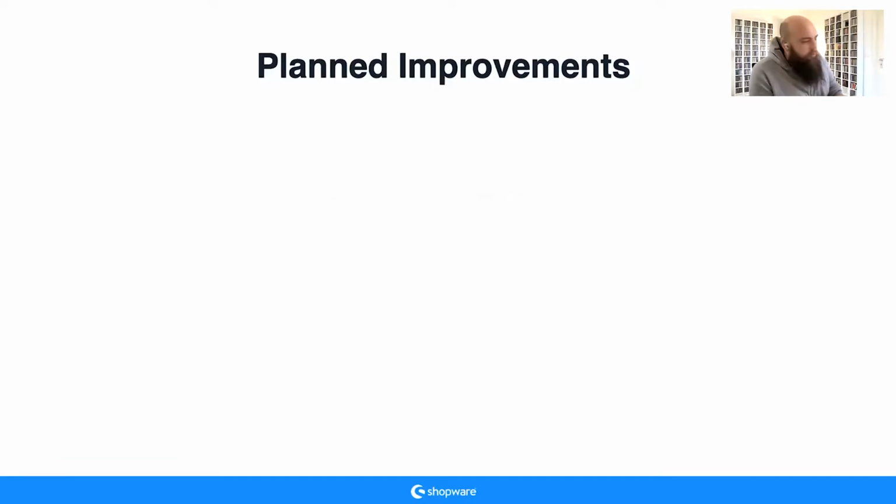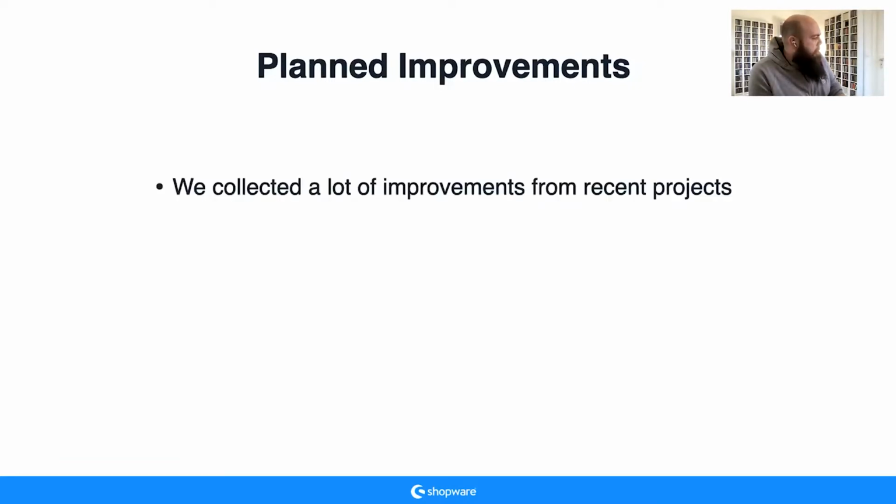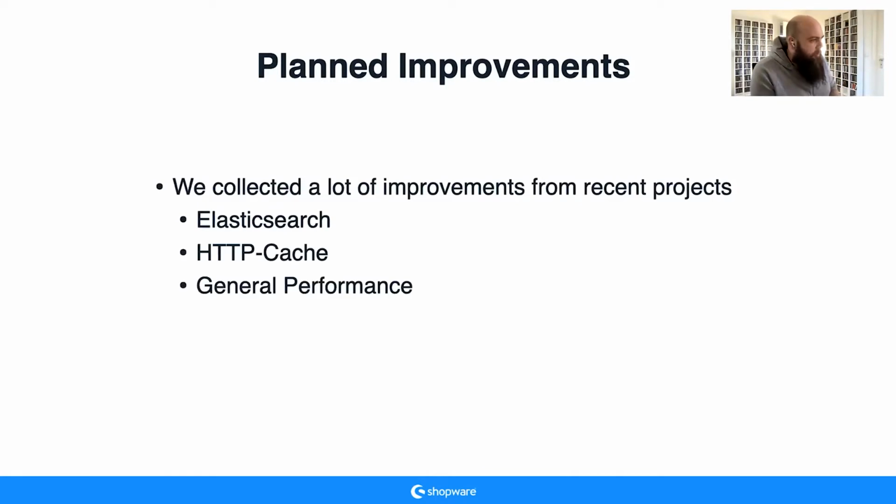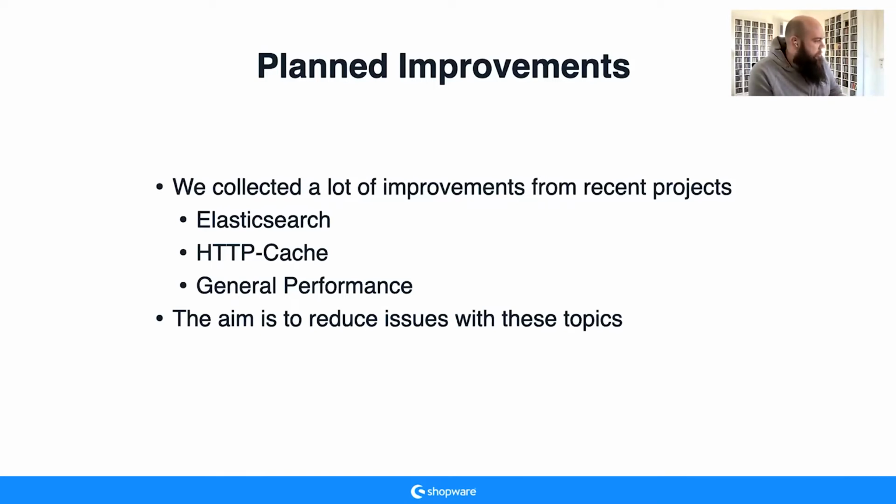There are some more planned improvements. It's about Elasticsearch, HTTP cache, and general performance that we are planning. And the aim is to reduce issues with these topics. Those topics should also be on the roadmap, and you can have a look at the details.